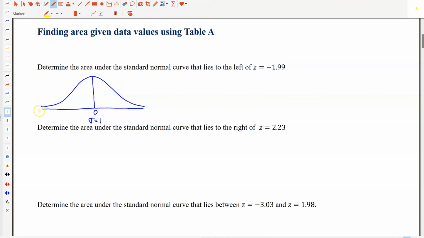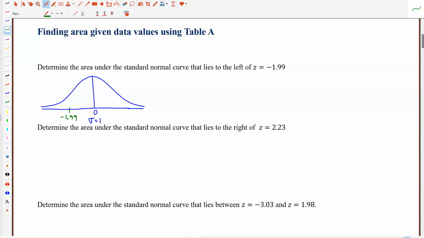Now down here along this axis, these are all my z-scores. And right now I have a z-score of 0 that's already marked. For this particular problem, I'm given a z-score of negative 1.99. Now this doesn't need to be perfectly placed, but a z-score of negative 1.99 is going to be over here to the left of 0. So I'm just going to guesstimate where that's going to be, put a mark somewhere to the left of 0 and label it 1.99.